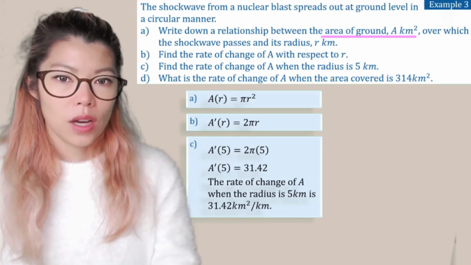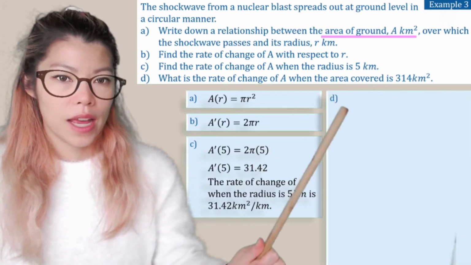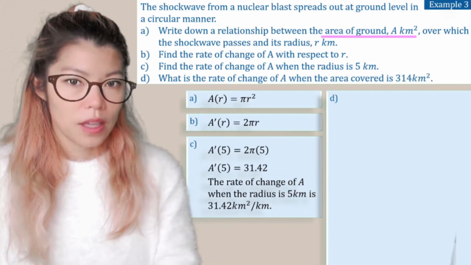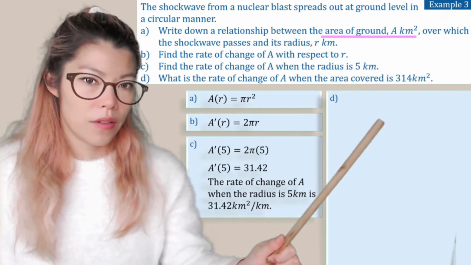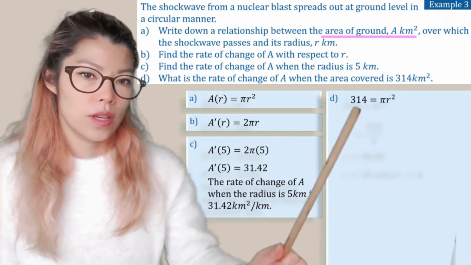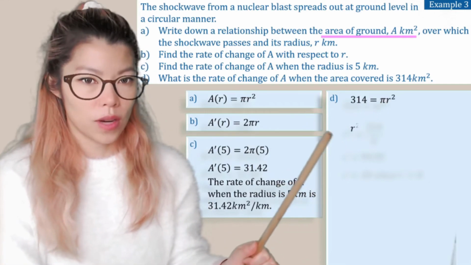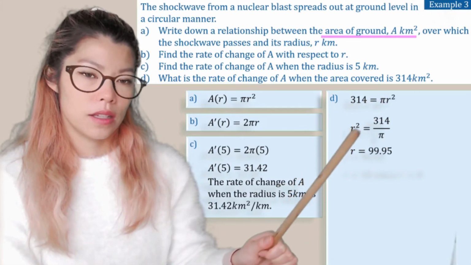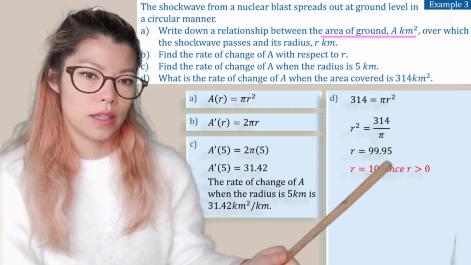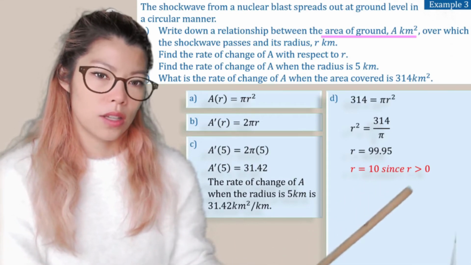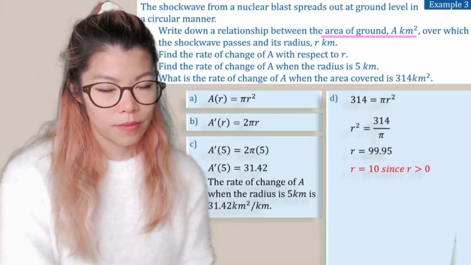And part D, what is the rate of change of A when the area covered is 314 kilometers squared? So what is the rate of change when the area is that? So when A is that, we can see that pi r squared gives us what r is. So dividing by pi and then square rooting it. Remember, r has to be positive since r is greater than 0.